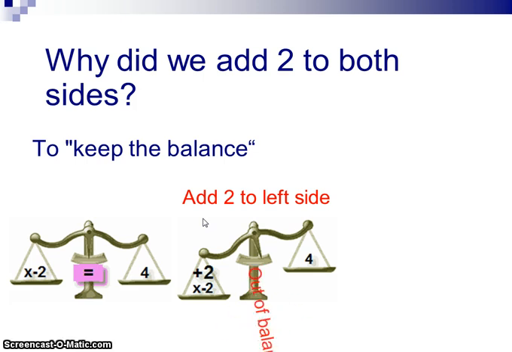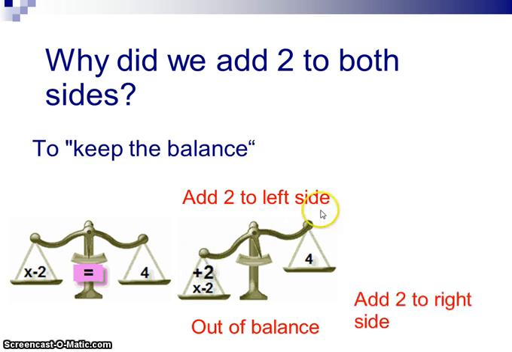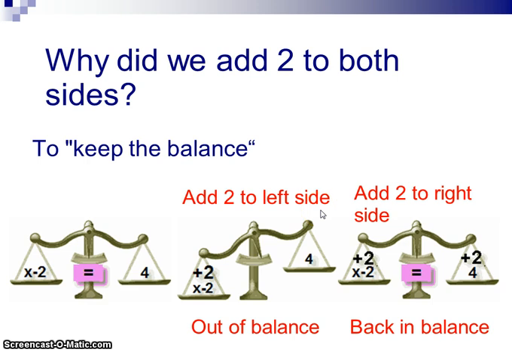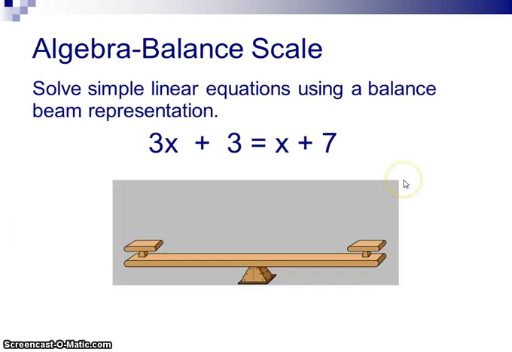So when we add 2 to the left side, we must add 2 to the right, because if not, it's going to be out of balance. Okay, we've just put a heavier number here by adding 2 to it, and now this equation's out of balance. So we must do the same to the right to get it back in balance. Okay, both sides must be the same.